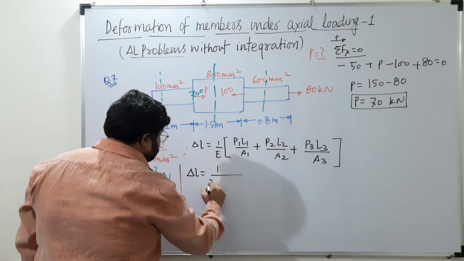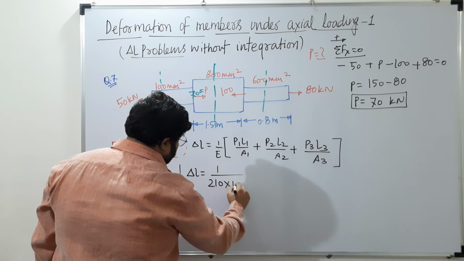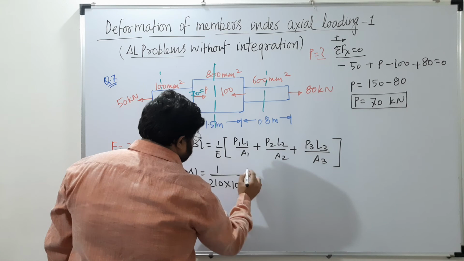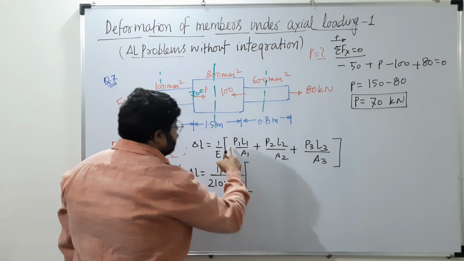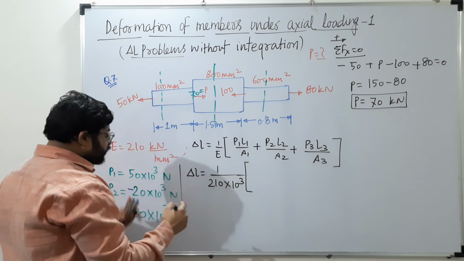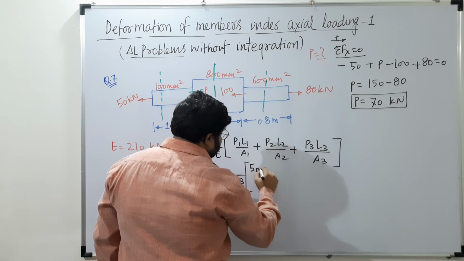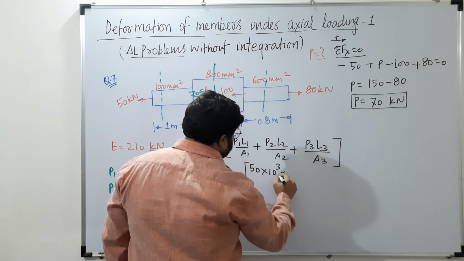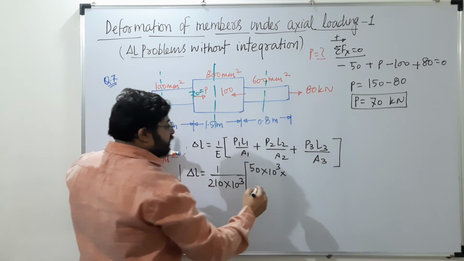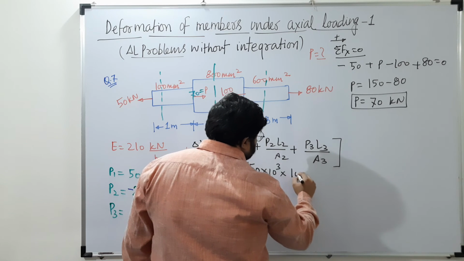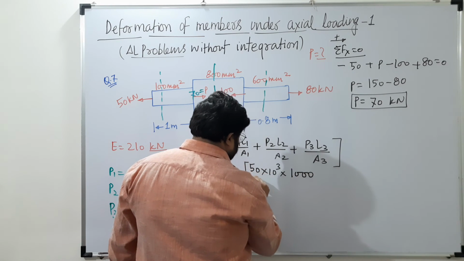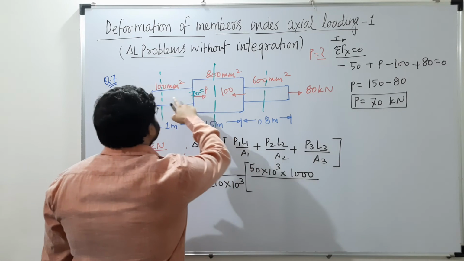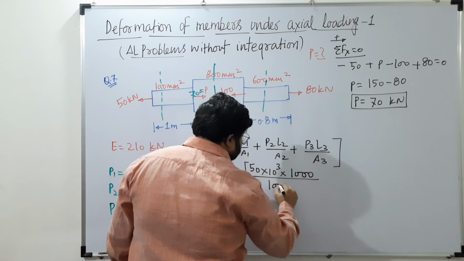Now we can write delta L is equal to 1 upon E. E value is 210 into 10 to the power 3. This is the value of E, multiplied by P1 L1. So P1 is 50 into 10 to the power 3, into L, which is given as 1 meter, so it can be given as 1000 millimeter, upon area. Area is 100 mm square.